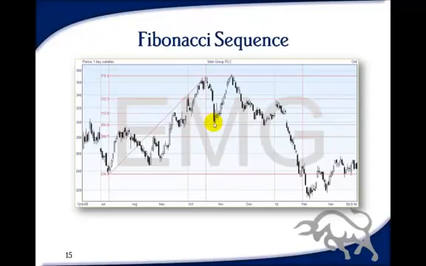Corrections are always 3 waves, and the target retracements based on Fibonacci will be 38, 50 and 62. So that's where those numbers come from, which we mentioned back when we talked about the retracements in one of the earlier modules.